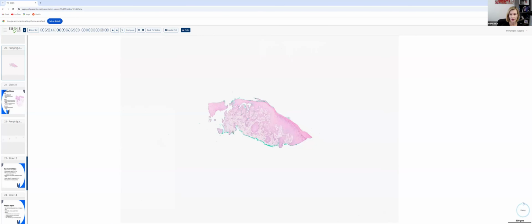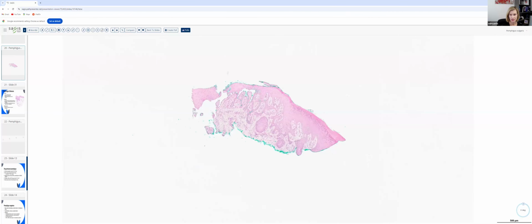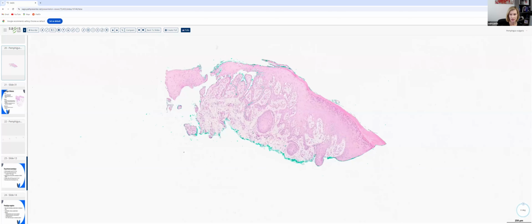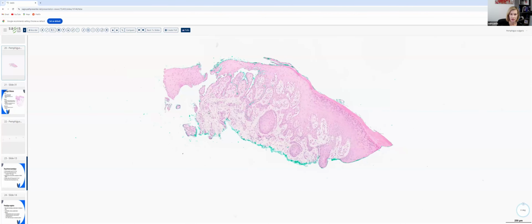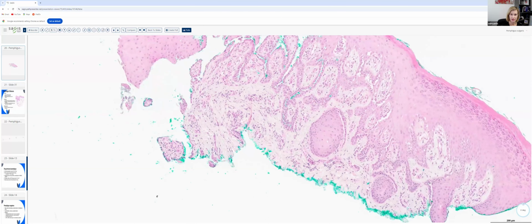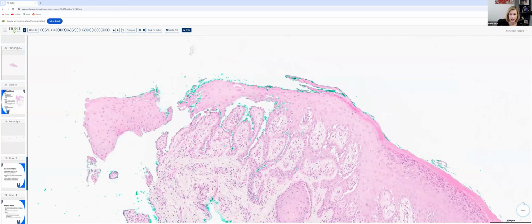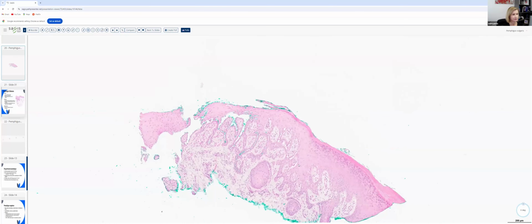This is another biopsy of pemphigus. This is a shaved biopsy. And again, we see this nice suprabasilar cleft with intact basal cells demonstrating a tombstone appearance and a few acantholytic cells floating within the vesicle.